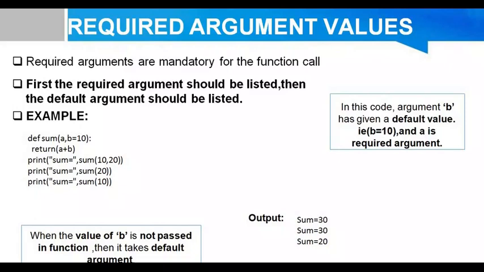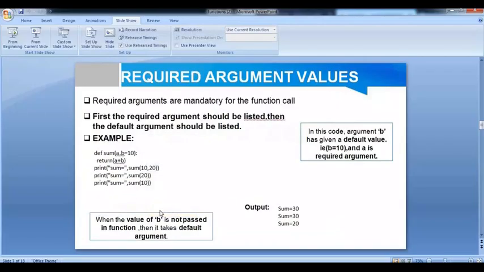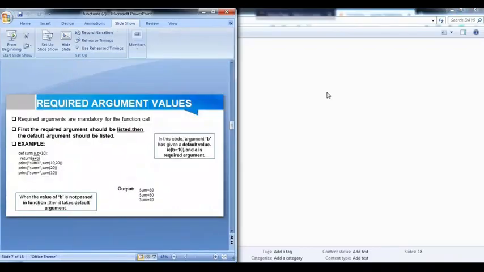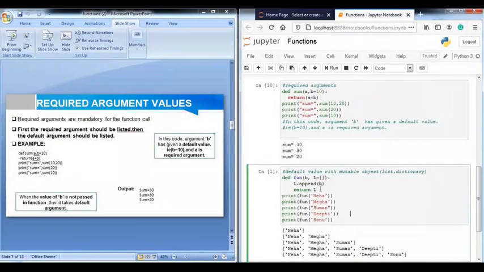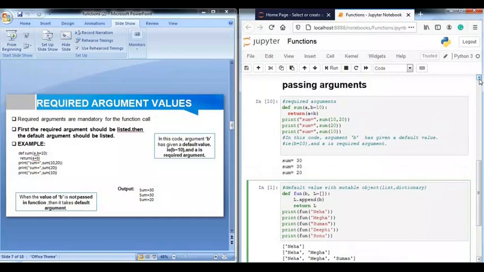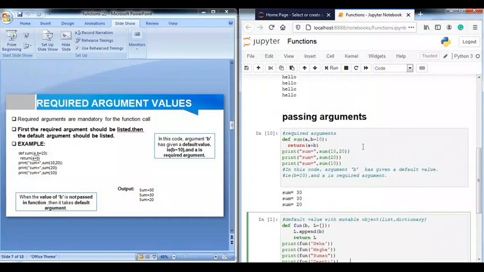See, here is the program of passing arguments. I'll write the same program, and when I run it, I simply get the sum 30, then 30, then 20. Let me change the value to 40, then what will I get? I'll get 60. So 40 is the value of a and 20 is the value of b. If I don't pass this value in the further cases and simply use a single value, it will take the default value of argument b.